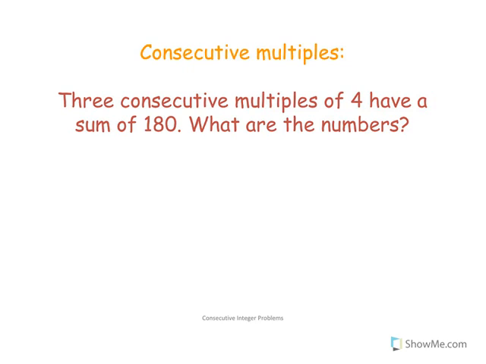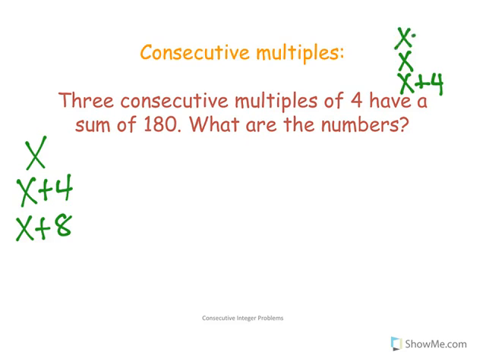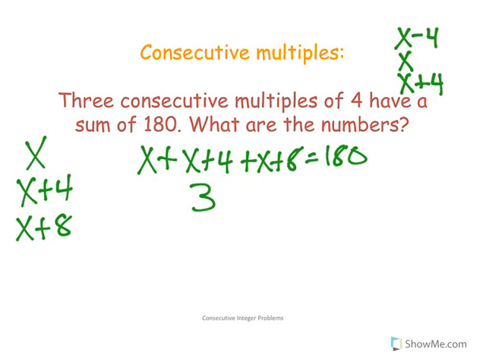All right. 3 consecutive multiples of 4. x, the next one's 4 bigger, and the next one's 4 bigger than that. Now, hint, hint, I'm going to put it up here. It would make more sense to make x the middle one, to make x plus 4 the biggest, and to make x minus 4 the smallest, because when I get my like terms, I get 3x. But I'll do it the conventional way. x plus x plus 4 plus x plus 8 equals 180. So 3x plus 12 equals 180.